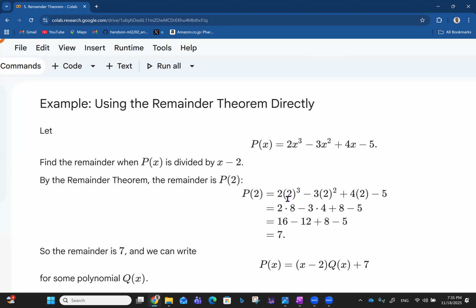So that's p of 2: 2 times 2 raised to the power 3 minus 3 times 2 raised to the power 2 plus 4 times 2 minus 5. So 2 raised to the power 3 is 8 times 2, 16. 2 raised to the power 2 is 4 times 3, 12. 4 times 2 is 8, minus 5. So you have 16 minus 12, 4, plus 8, 12. 12 minus 5 is 7. So the remainder is 7, and we can write that p of x is equal to x minus 2 times q of x plus 7. In this case, you don't even need to know the quotient because your focus is on the remainder. If you're looking for the remainder, you can just go for it, without knowing the quotient, for whatever polynomial q of x is.